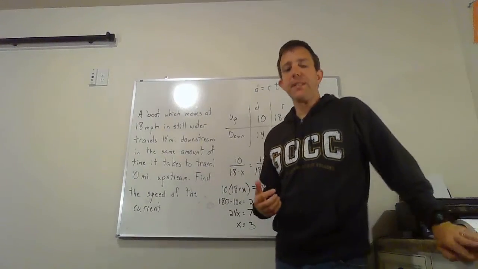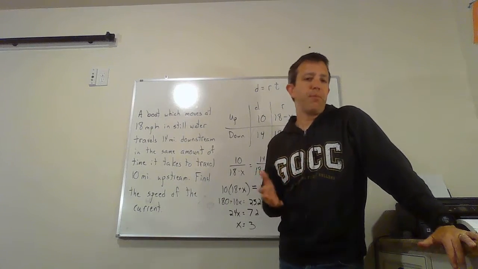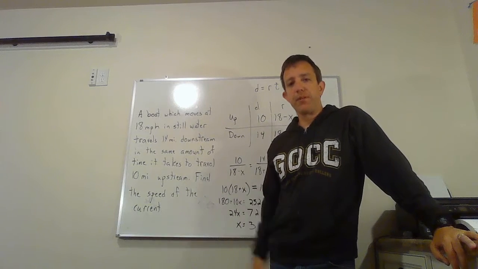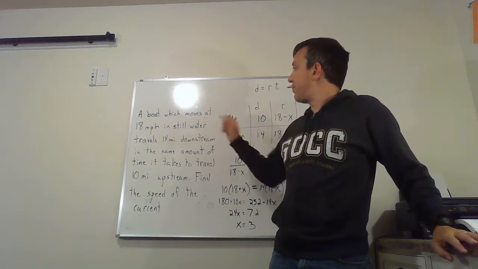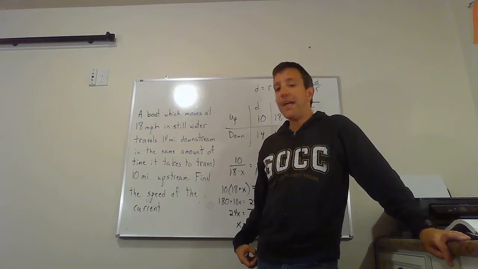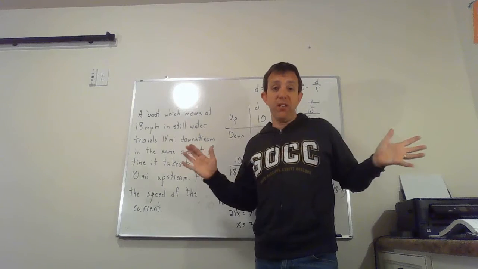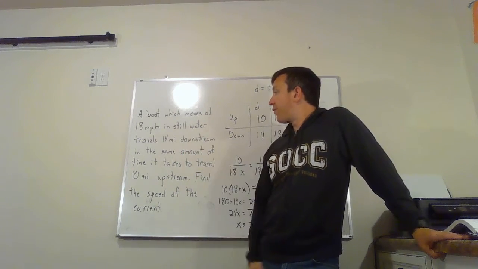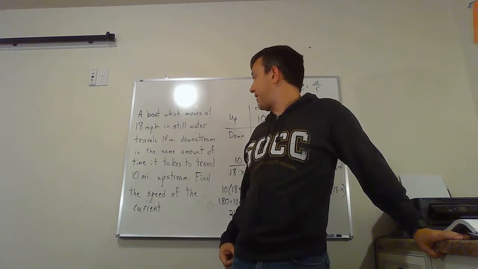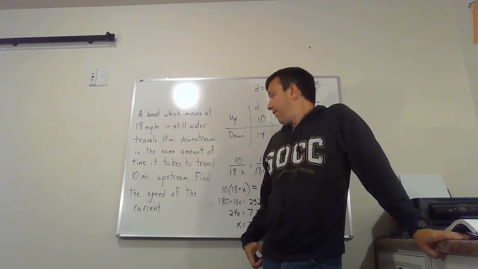All right, so our last example is a little bit complicated, but it will be okay. We'll look at how to set it up, and then actually solving this one's probably one of the nicest ones we've seen. So here's the problem. A boat which moves at 18 miles an hour in still water, so middle of the lake, no wind, no current, the boat can move at 18 miles an hour, travels 14 miles downstream in the same amount of time it takes to travel 10 miles upstream. Find the speed of the current.